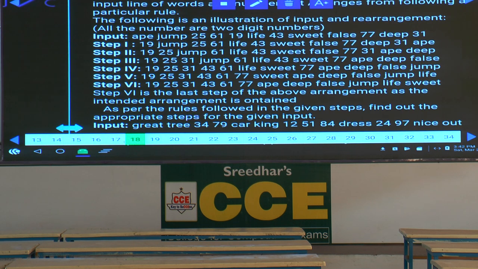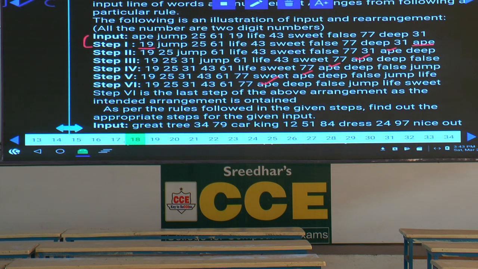Then we need to find out the pattern followed in this one. In order to find out the pattern, we need to compare the input and step 1. Now in this input and step 1, the least number 19 is arranged at the first place and ape, the least word, is arranged at the last place. Further in step 2, ape shifted to 11th place, next 10th place, 9th place, 8th place and 7th place. And in the further steps, this ape shifted to the next position and the next word will be arranged to its right hand side.